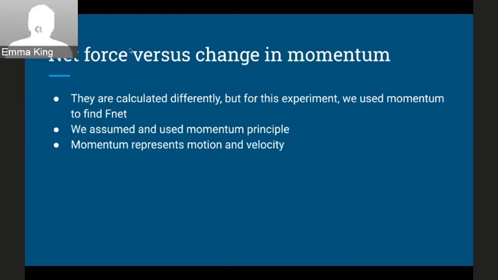So net force versus change in momentum, they're calculated differently. Before this experiment, we used each other to find them. So momentum is more related to mass and velocity, and then from that you can find F net. So we just assume that they're equal for this model.